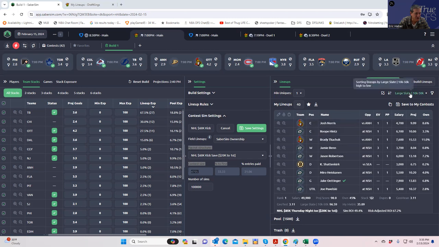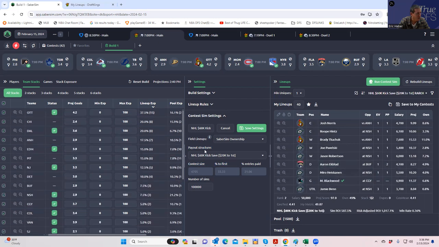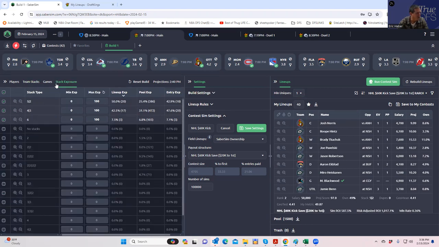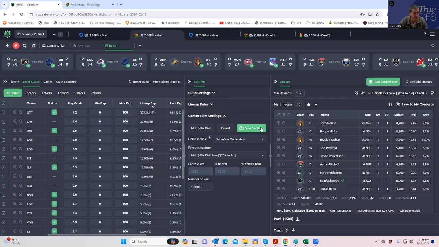All right, so we now sort by, for this kick save, risk adjusted ROI. And now we'd be getting about 37% Ottawa, 20% Chicago, 20% Dallas, et cetera. And then you would have to make the same decisions about how many Min Uniques and things like that. We'd have to double check stack exposure, make sure that's good.